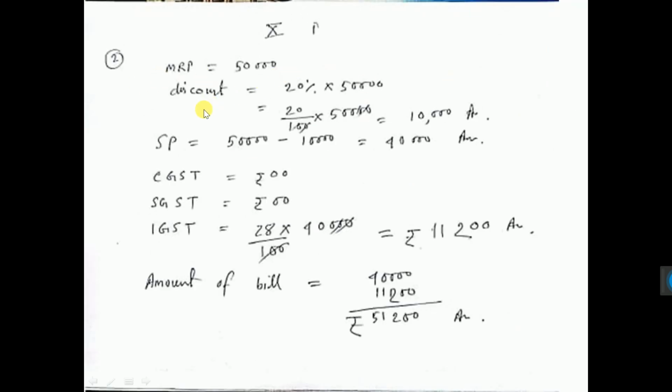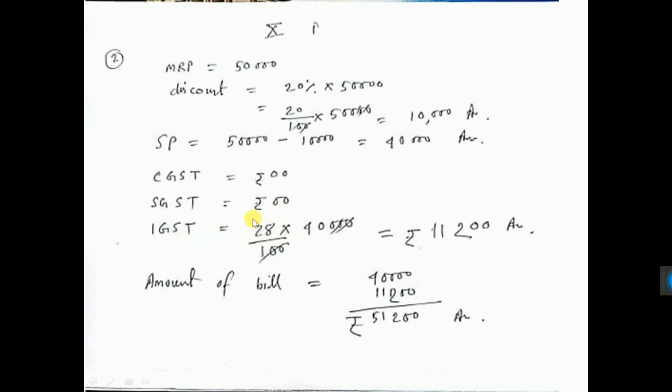Number 2, MRP. Now discount 20%, that means 20 by 100 into this. So 10,000 is the discount. So you subtract the discount from MRP. MRP 50,000 minus discount 10,000. So 40,000 is the selling price. Now I told you on selling price we have to calculate GST. SGST and CGST will be 0, that is nil, because we will not calculate this, because this is an interstate transaction from Delhi to Jaipur.